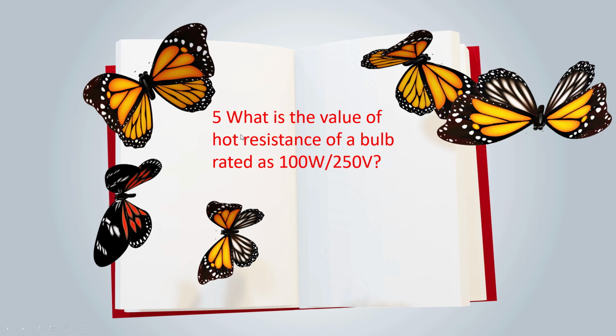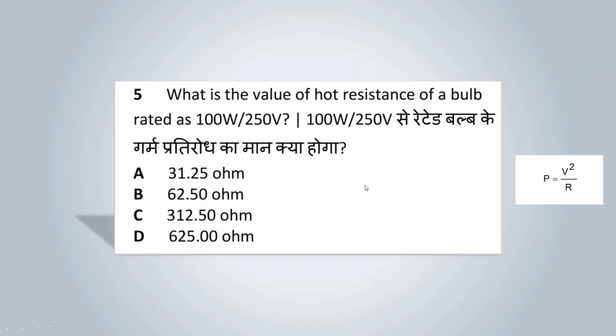What is the value of hot resistance of a bulb rated 100 watt 250 volt? To solve this question, we use the formula P equals V square divided by R. By using this formula, we can solve this question. So the answer is 625 ohm.